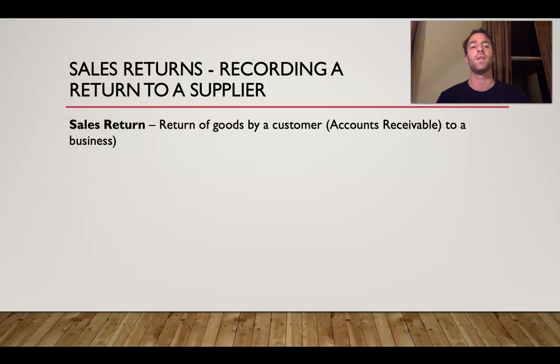So what does that mean in simple language? We as the business have sold something, sold inventory to a credit customer. We created an accounts receivable because we have an asset. That customer has returned it to us because they are unhappy. And the original video on purchase returns said they could return it because it's faulty, the wrong size, the wrong color, late, any reason whatsoever. If we write a credit note and accept that return, we have a sales return.